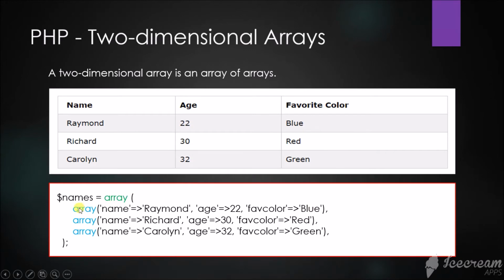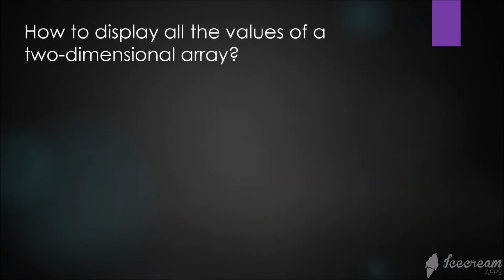So, basically, the arrays inside are associative arrays. While the outer one is considered as the numeric array. Since it is composed of an array of arrays, it is considered as a multidimensional array. Okay? Okay, so now how to display all the values of a 2-dimensional array.